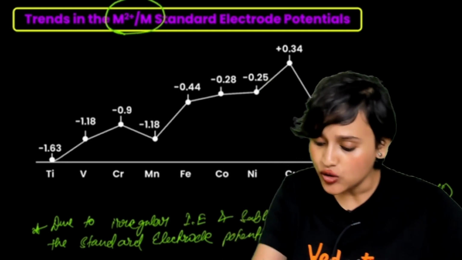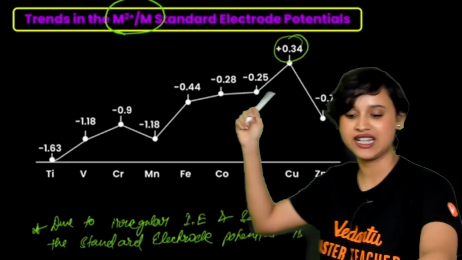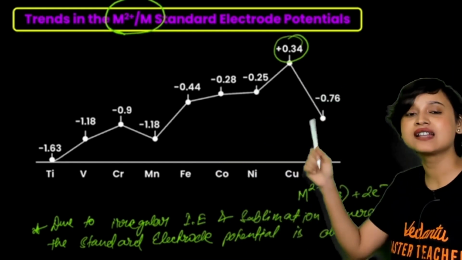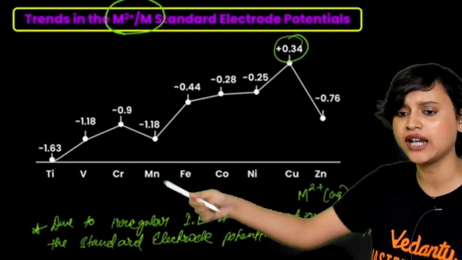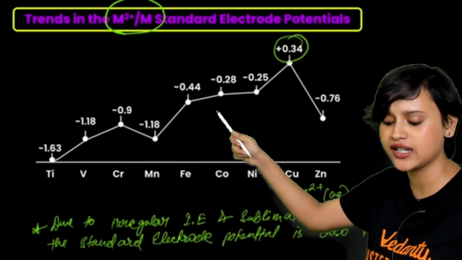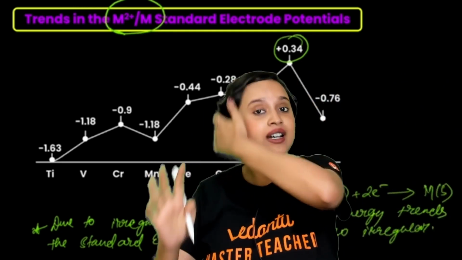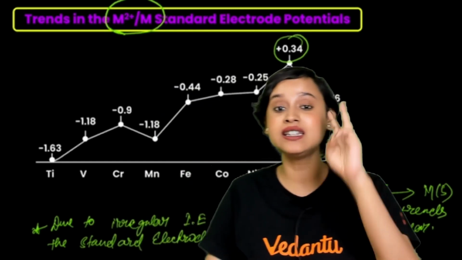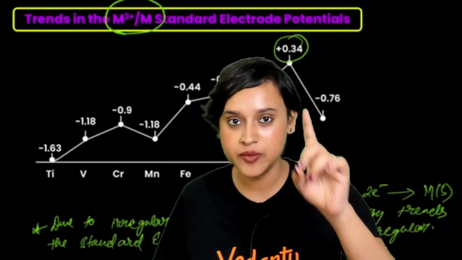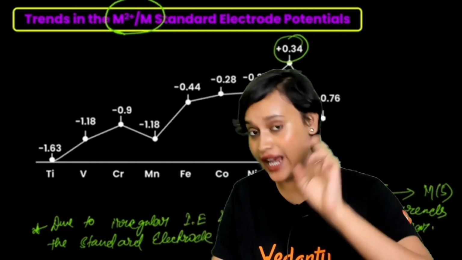Yes. Now, do you see that copper here has a positive value? Everybody, take a look at it. Copper here has a positive standard electrode potential, whereas the rest, all of them, minus 1.63, minus 1.18, minus 0.9, minus 1.18, everything is negative. Copper here has a positive standard electrode potential. So remember, I said that there are 3 things that are working here. What are those? Sublimation energy, ionization energy 1, ionization energy 2, and then hydration energy.